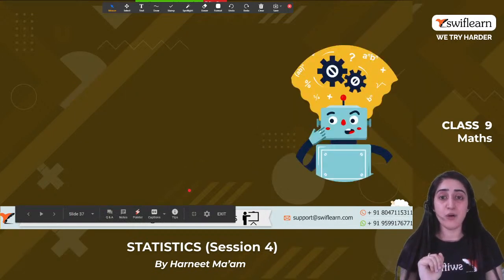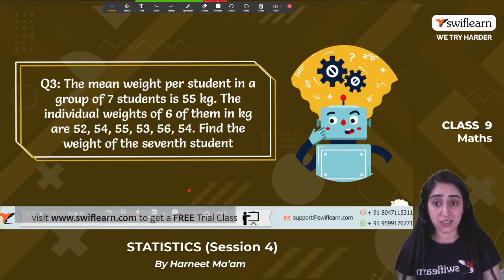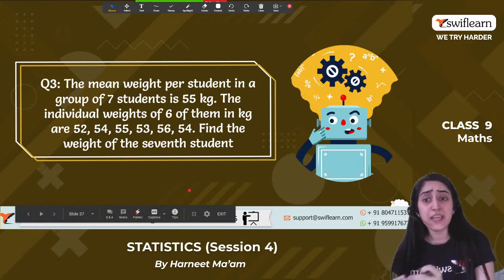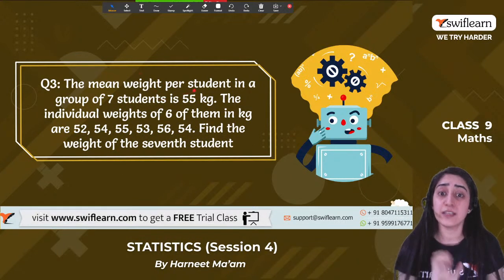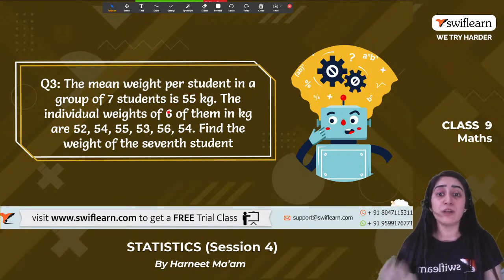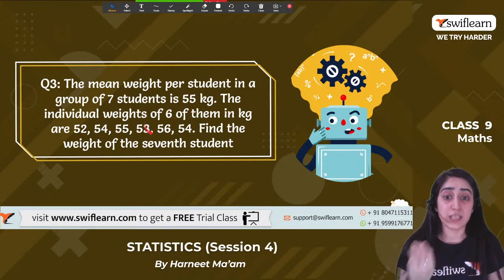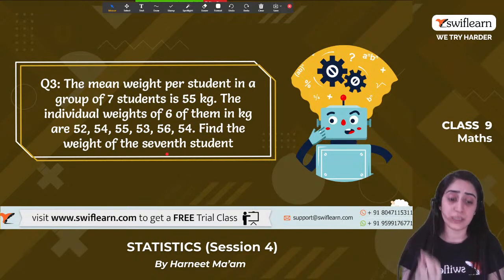All right. Now moving on to the next question. It says, the mean of the weights of the students, if 7 values are given to me. The individual weight of 6 of them is given to me. I have to find out the 7th value.